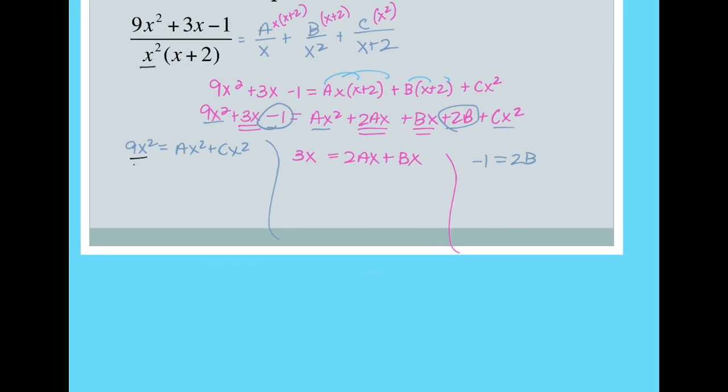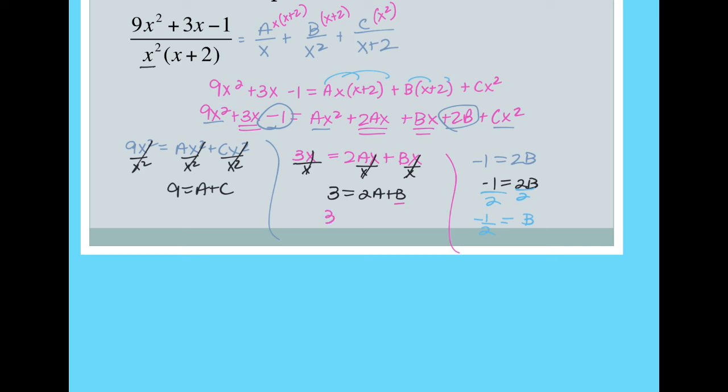On the left-hand side, I'm going to divide everything by x squared, and I get 9 equals a plus c. In the middle here, divide everything by x. 3 equals 2a plus b. And negative 1 equals 2b. So here's the first one I can actually solve for. B is now negative 1/2.